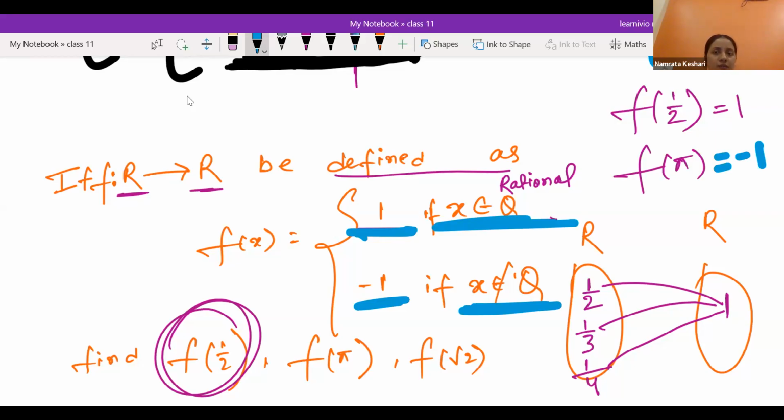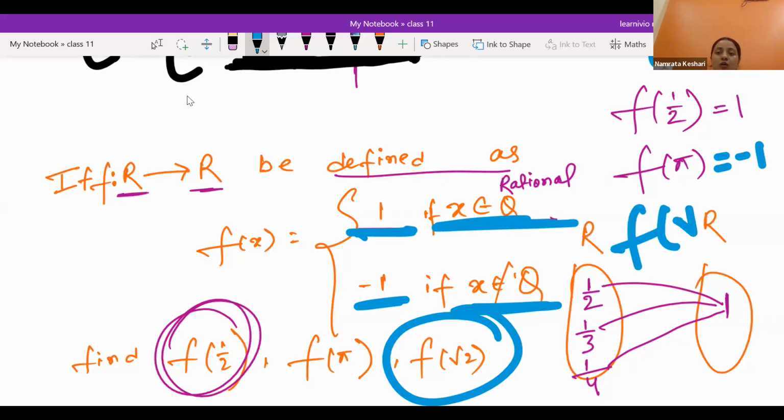No, right? Okay, what about f of root 2? Is root 2 rational or irrational? Irrational. So if our x is not a rational number, then the output will be -1. From where are we saying this? From the piecewise defined function. Can you see that?